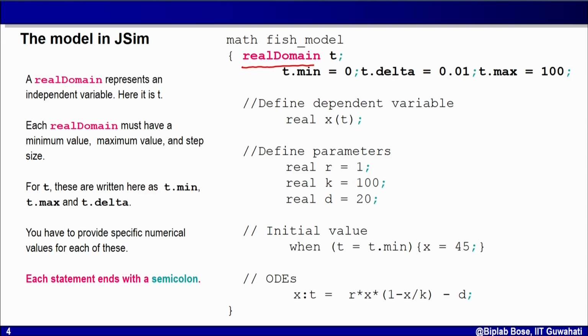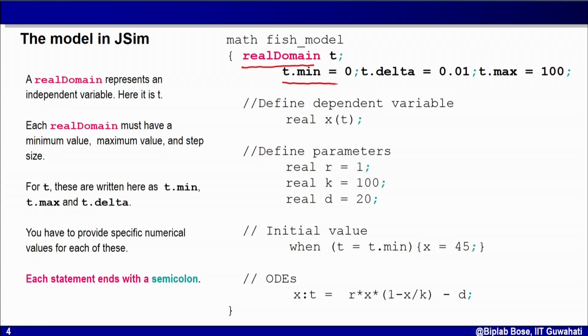So for us, time is the independent variable. Obviously time starts at 0. So t min is equal to 0. And t max, that is the maximum value, is 100. That I have decided. How will time change between 0 and 100? It will change at a time step of 0.01 and that is shown as t dot delta.